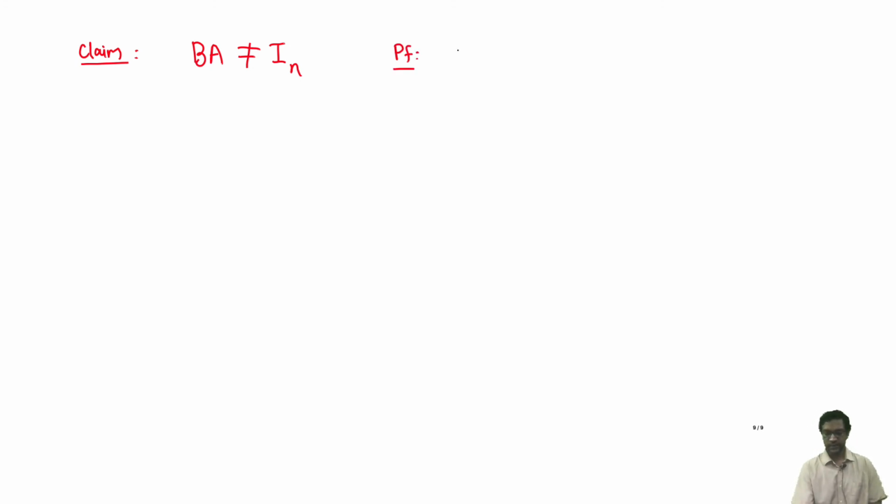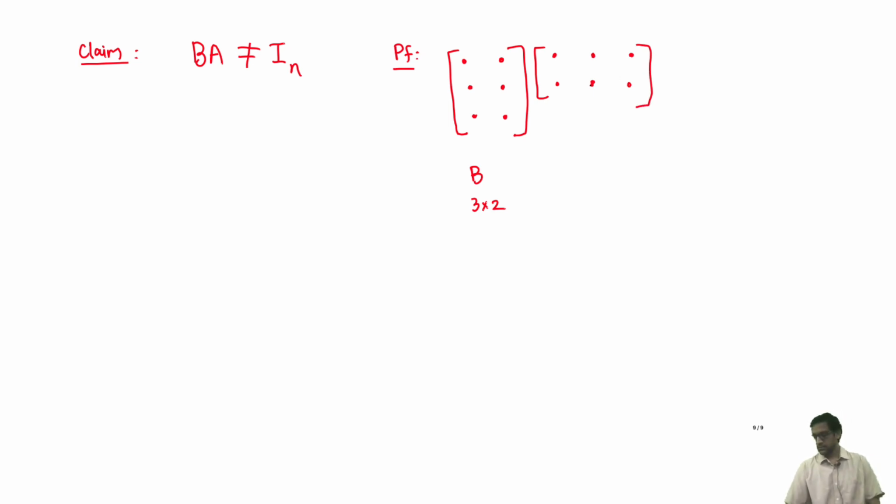Maybe we'll just do it by example with sizes. So let me just take B to be 3 cross 2, for example. You can make this into a general argument too. So suppose B looks like this. B is, say, 3 cross 2, and then I multiply it by A, which is 2 cross 3, with 3 columns. Now I claim that this product can't give me the identity, right? So suppose it gave me the identity. Where's the contradiction? Suppose I got this, so they're all ones.